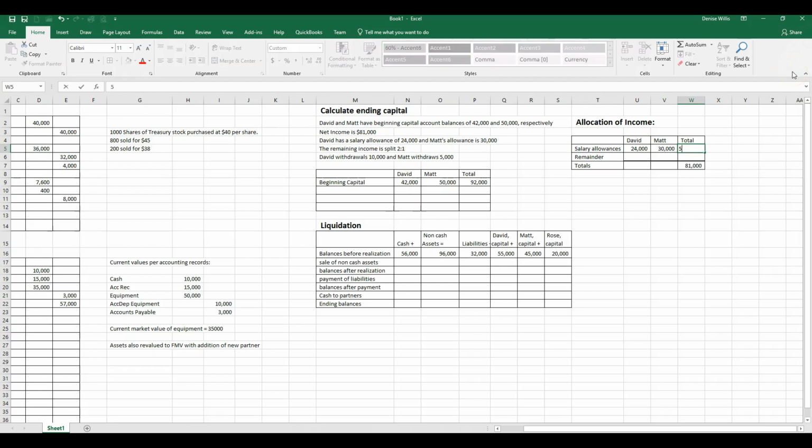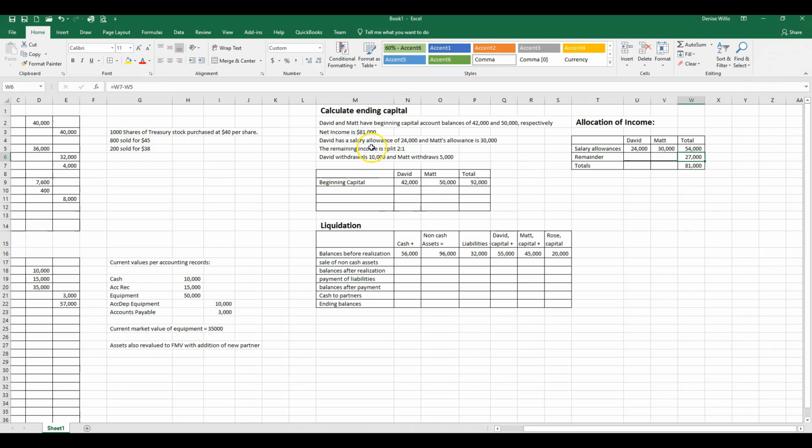Altogether, we have then allocated $54,000. So what remains to be allocated? 81 minus 54 is what? We're going to take 81,000 and subtract the 54,000. We still have to allocate $27,000.